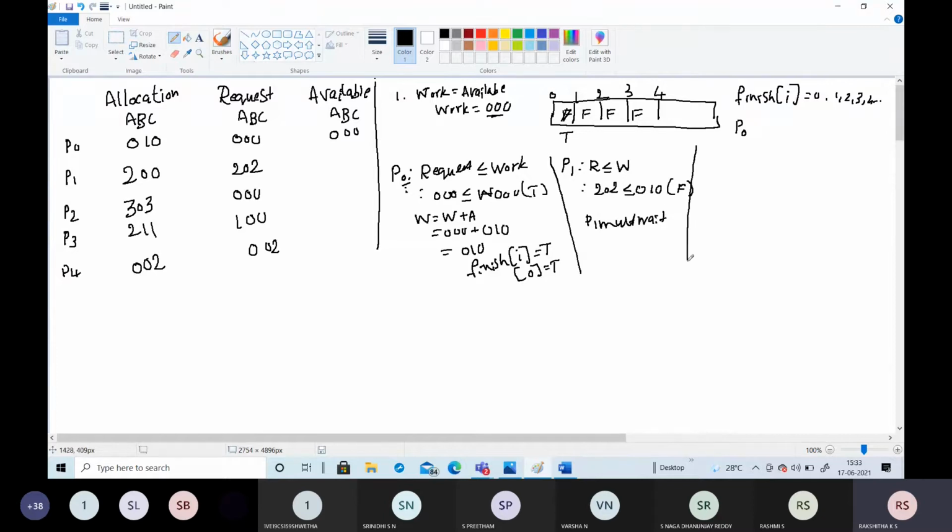Next we will move on to the next process, P2. Request less than or equal to Work. What is the request for P2? It is 0, less than or equal to Work. What is the Work? 0, 1, 0. So now the condition is true. If that condition is true, we have to calculate Work equals Work plus Allocation. So the Work is 0, 1, 0 plus the allocation for P2, which is 3, 0, 3. What is the value of adding 3, 0, 3 plus 0, 1, 0?